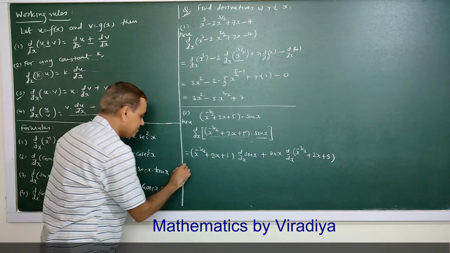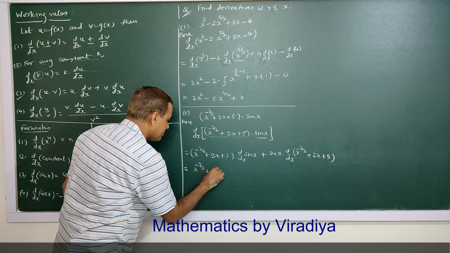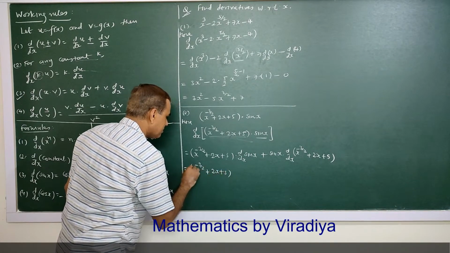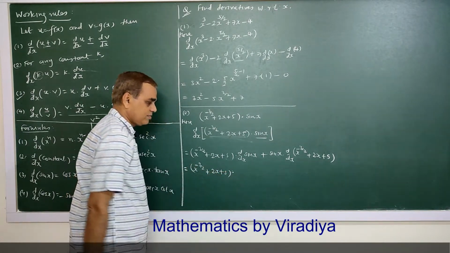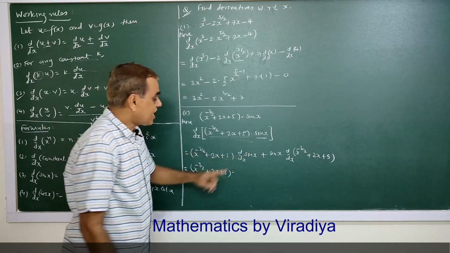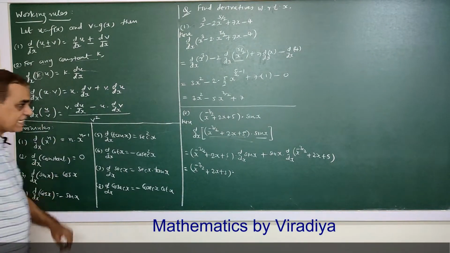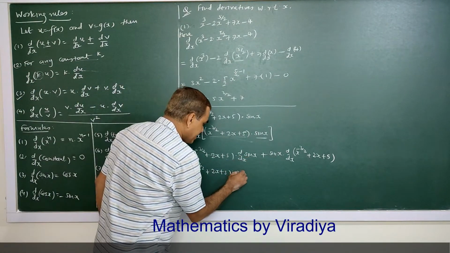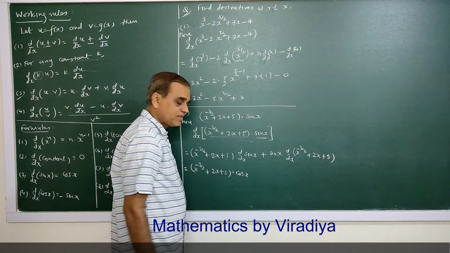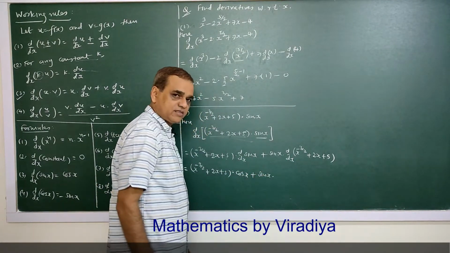Now this is constant. This we keep as it is. Derivative of sin x is cos x, plus sin x as it is.